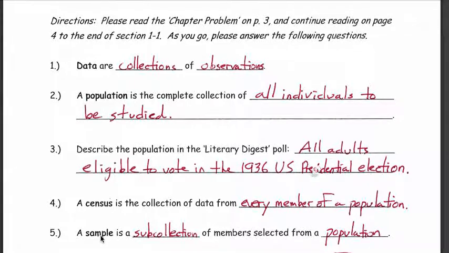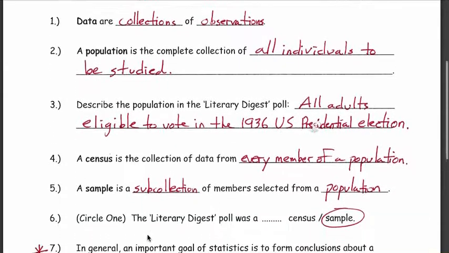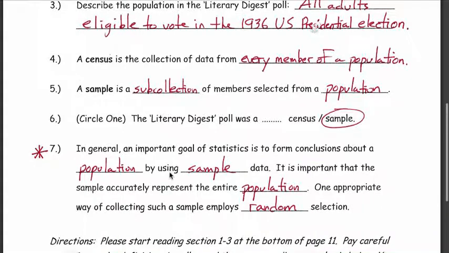Fancier sounding word here, you don't need to use the word subcollection. A sample is a subcollection of members of a population. You could just say a part of a population, a piece of a population, that would be fine. And in number 6, yes, the Literary Digest poll was a sample. It was in fact a humongous sample. It was a sample of 10 million in theory eligible voters in the United States. It was a huge sample, but just a sample.